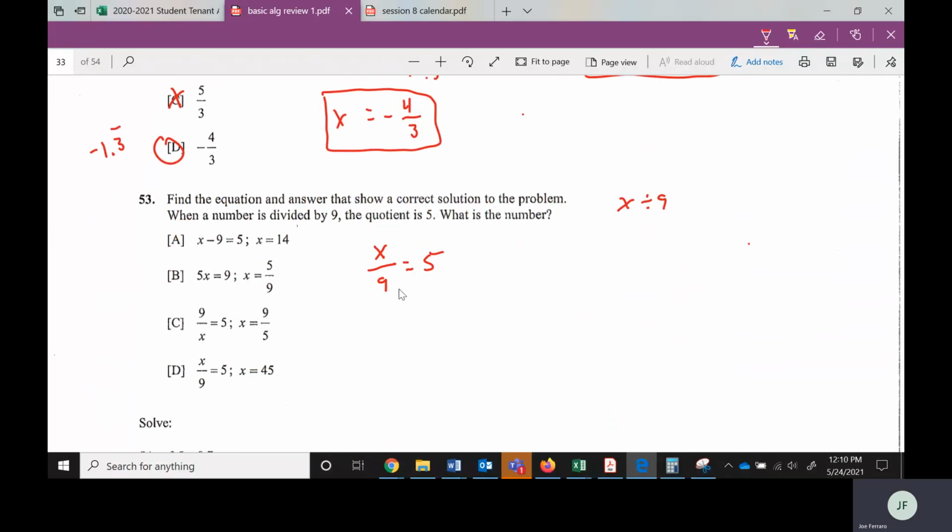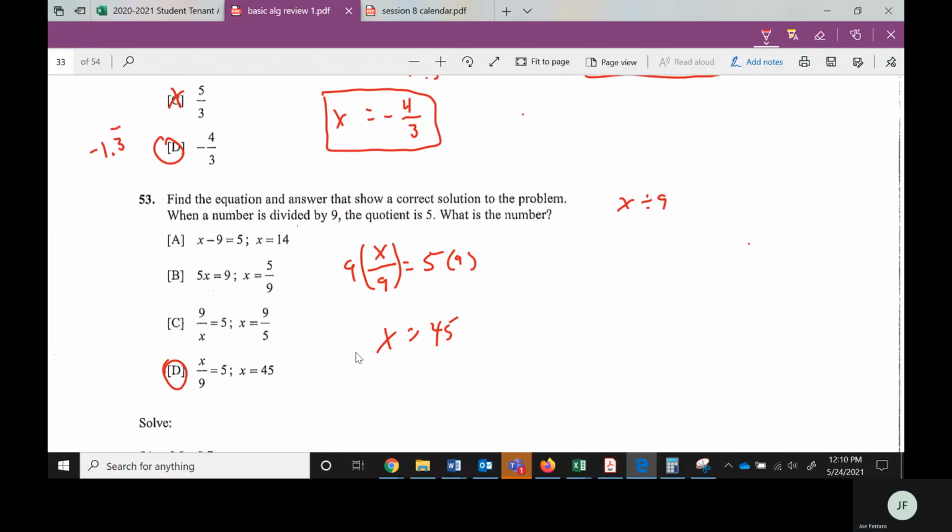Okay, again, if you got this set up and you're confident that's right, only one of these answers has that set up right here. And you could be done. Otherwise, if you need to solve it, x is being divided by 9. So you multiply each side by 9. These cancel out, you get x. 5 times 9 is 45, and you have that answer right there.